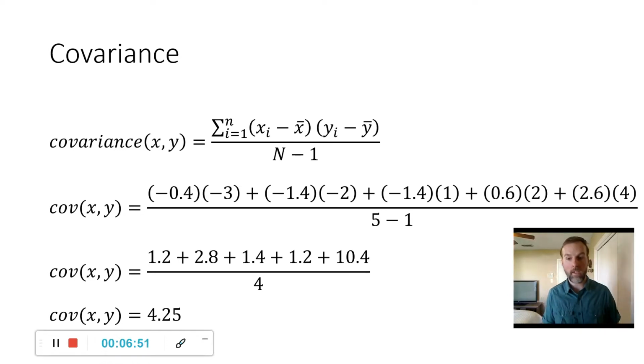Now that is not our correlation coefficient. The problem with covariance is that its magnitude will depend on the number of participants. So think about if instead of having 5 participants, we had 10 participants, then the numerator of this equation, instead of adding 5 things together, we'd be adding 10 things together, and the covariance would likely be larger. So what we need to do is find a way to normalize this based on the number of measurements.